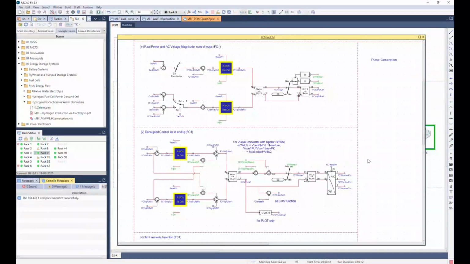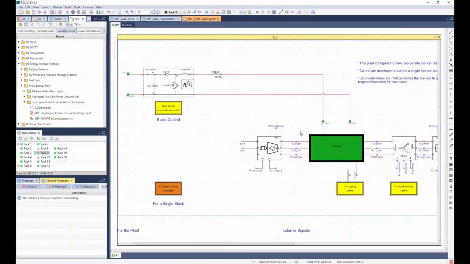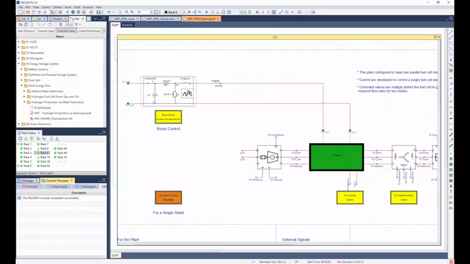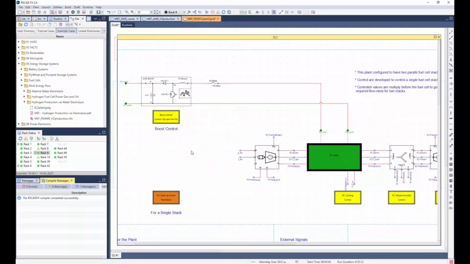Grid side converter controls the real power and the reactive power of the grid. As you can see, a decoupled controller is employed for this task. I am not going to go into the detail of this controller. Inside the fuel cell plant, you can see the DC to DC boost converter and all the other plant components. Fuel cell voltage is typically small, therefore a boost converter is used to step up and regulate the plant's output voltage to a desired DC value.